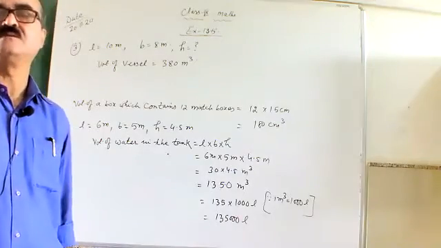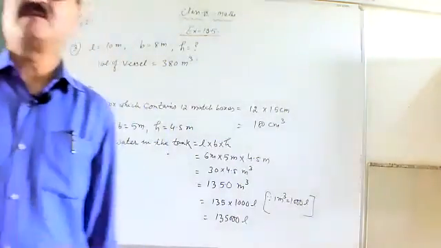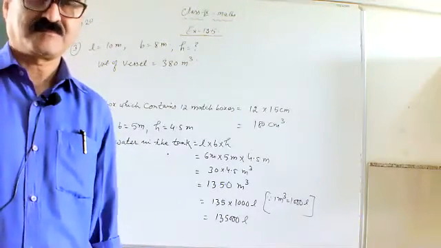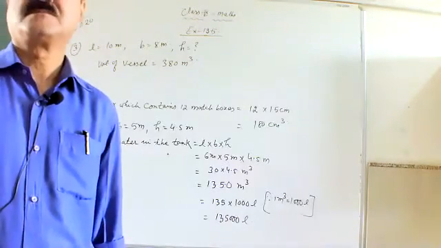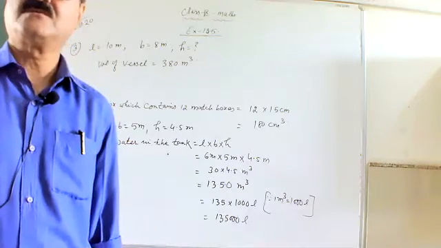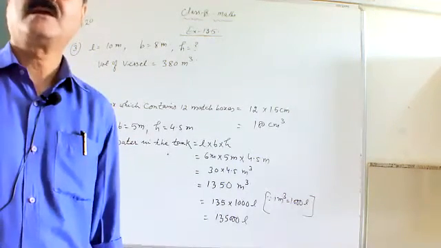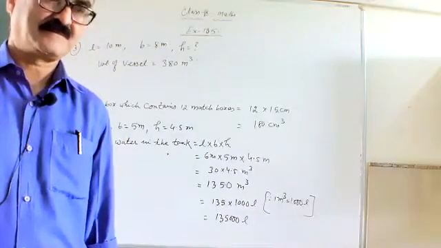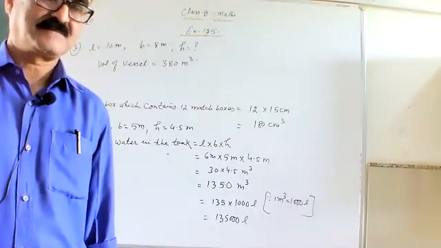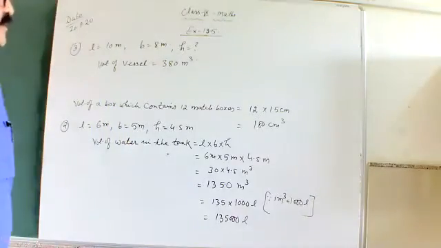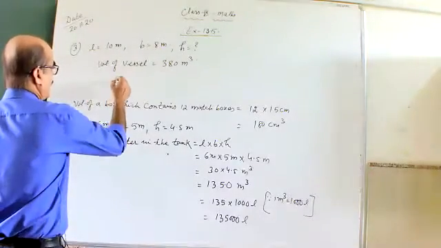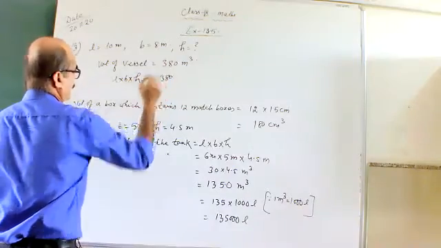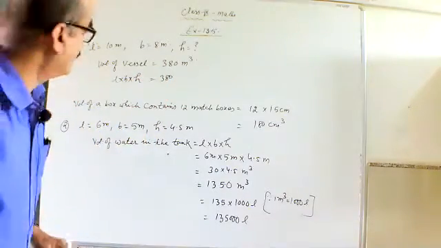Bhumika, what is the volume of a cuboid? Length into breadth into height. L into B into H. Very good. So volume of cuboid is L into B into H, which is equal to 380. It is given. Okay.